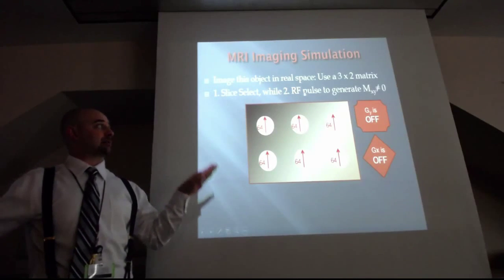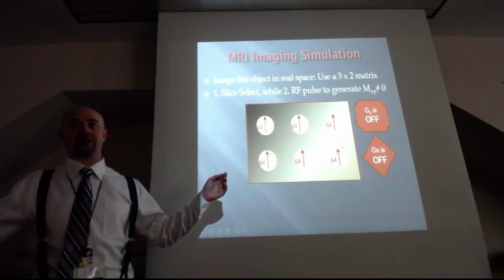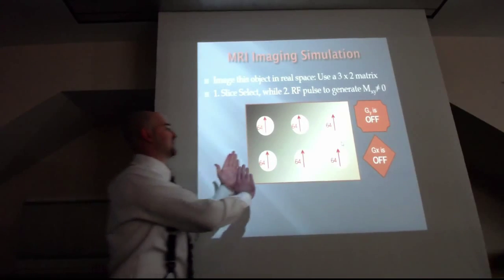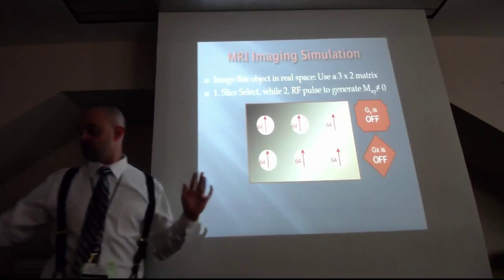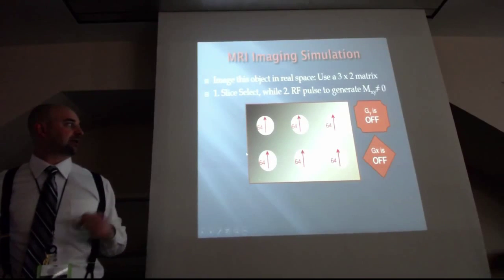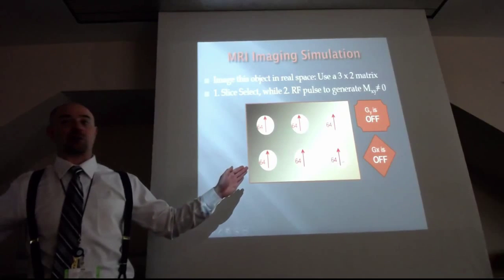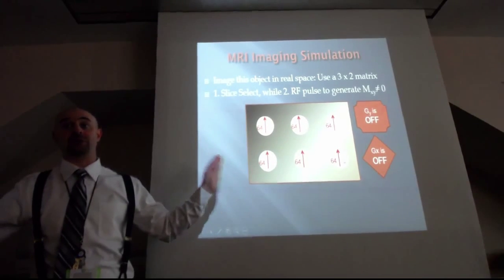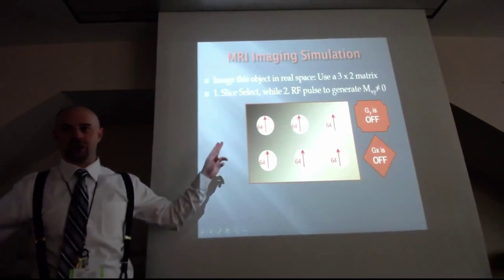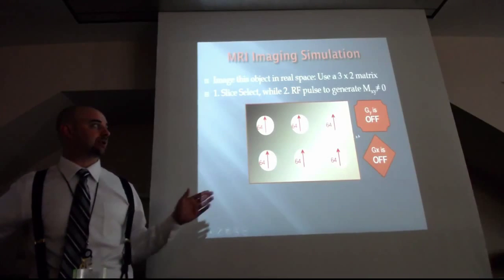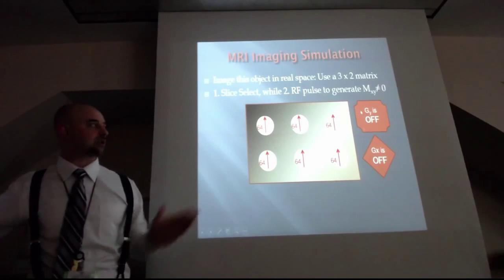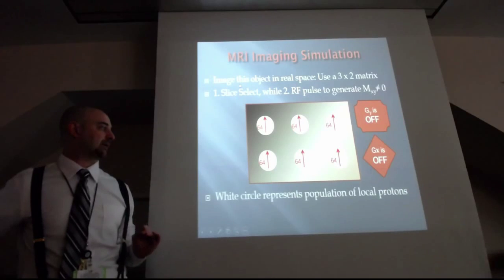Again, we slice selected. While that was on, we did an RF pulse, which generated MXY. So this is our slice. This is MXY. We have the Y direction here and the X direction. We've chosen 3 for our frequency encoding direction, the matrix size in the X direction, and 2 for the size in the Y direction. And here are gradient indicators. GY and GX are both off right now.